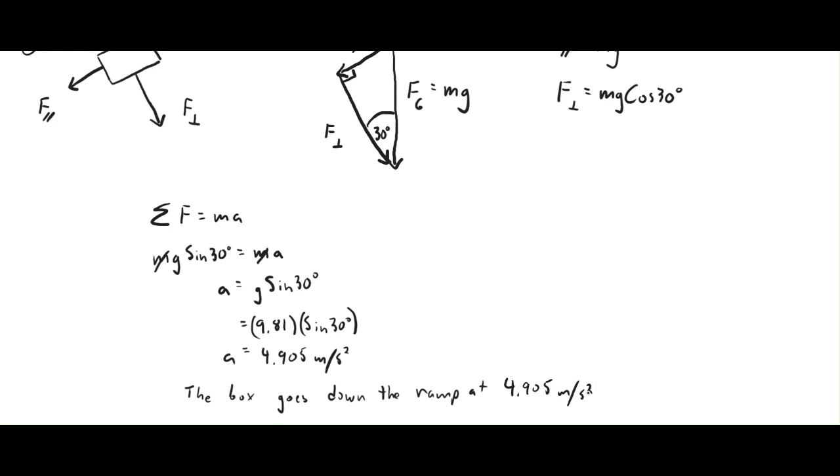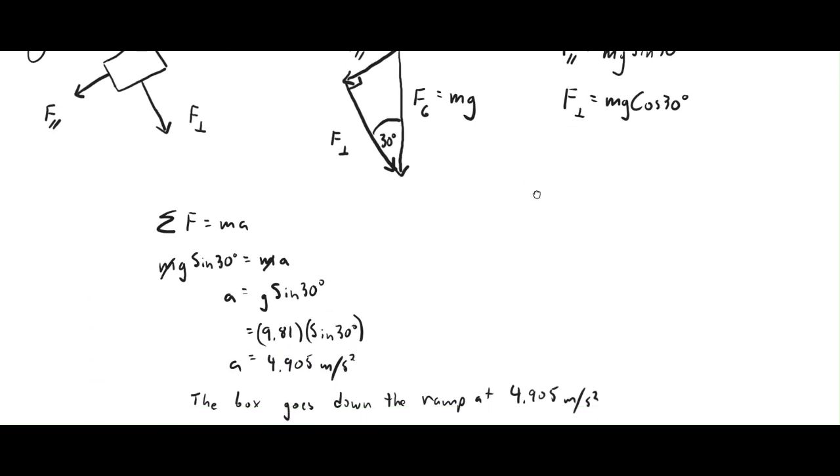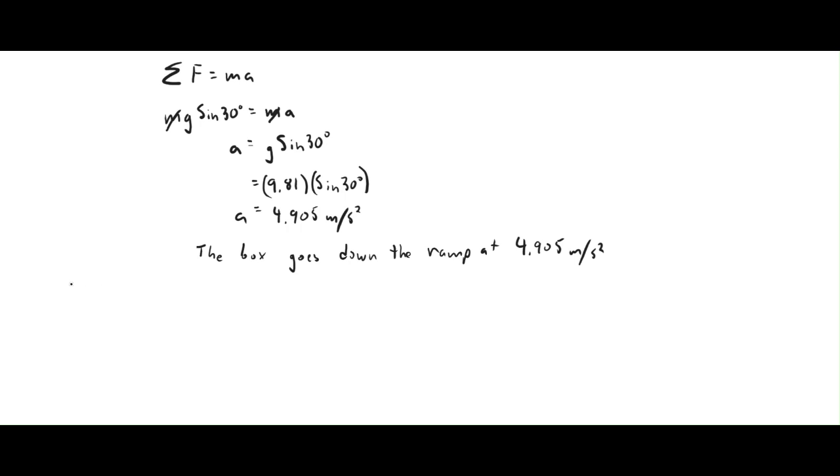Okay, now what happens if we add some friction? So first we will consider that the ramp is made of glass, and I've gone ahead and looked up the coefficient of static friction and the coefficient of kinetic friction for a copper box on glass. And for copper and glass, we find the static friction is 0.68, and the coefficient of kinetic friction is 0.53.